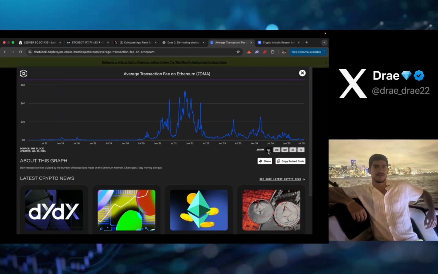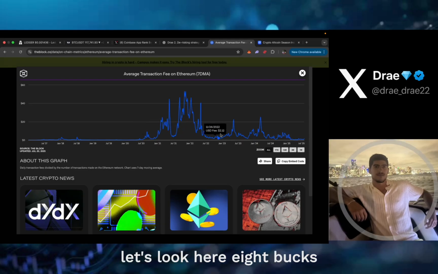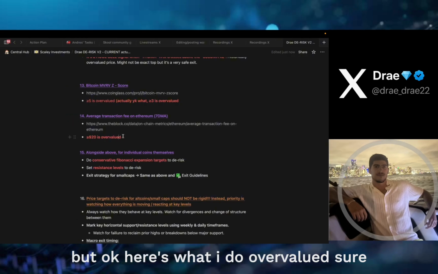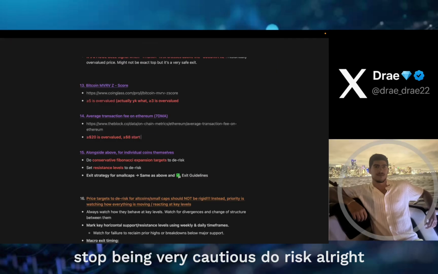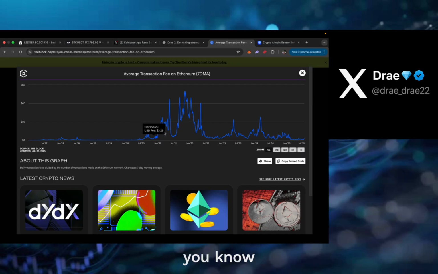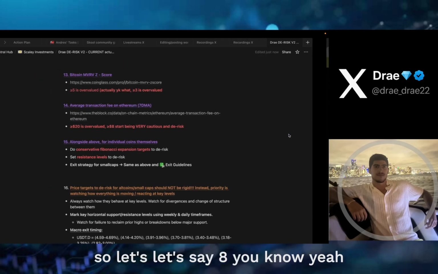Okay, how about we say above $8 is like we're getting there. Let's look here, $8, $10, $8. I'm not gonna say overvalued, but here's what I'll do. Overvalued, sure, but for above 8, start being very cautious, de-risk. All right, there you go. That's a more fair thing to say, especially if around that time it was only $6. So let's say 8.